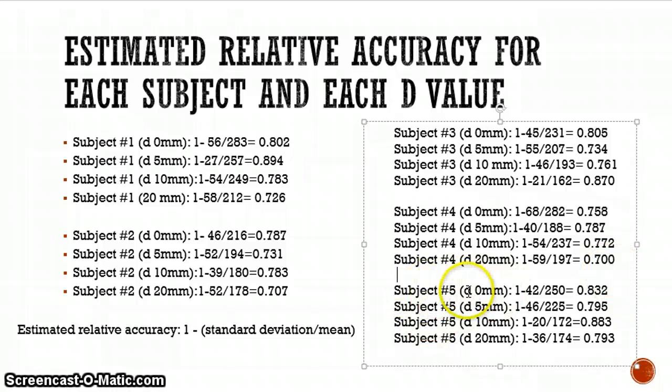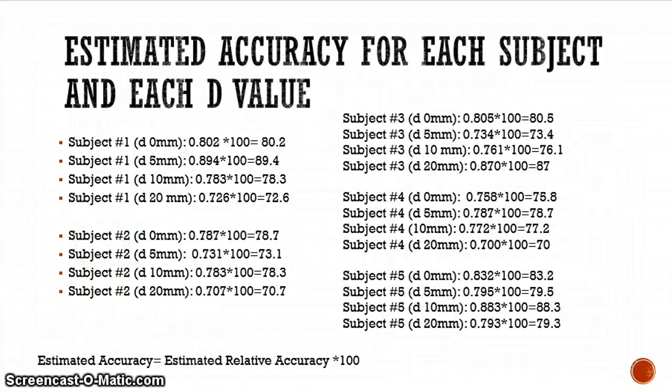And for subject number 5, D at 0 millimeters is 0.832. At 5 millimeters, 0.795. At 10 millimeters, 0.883. And at 20 millimeters, 0.793. This is my estimated relative accuracy for each subject and each D value.